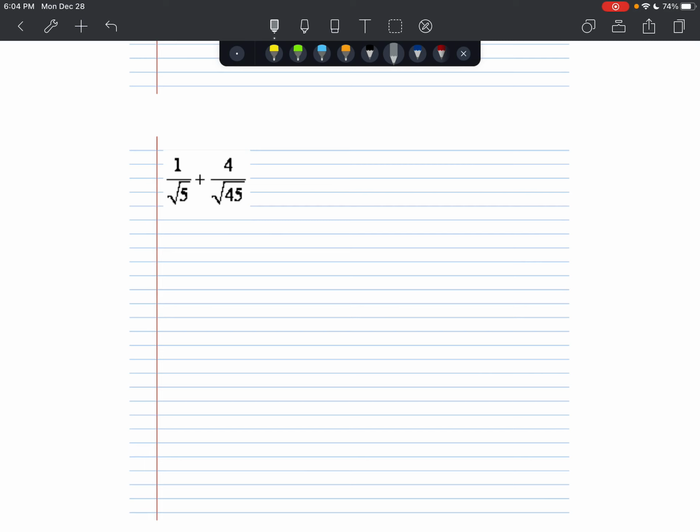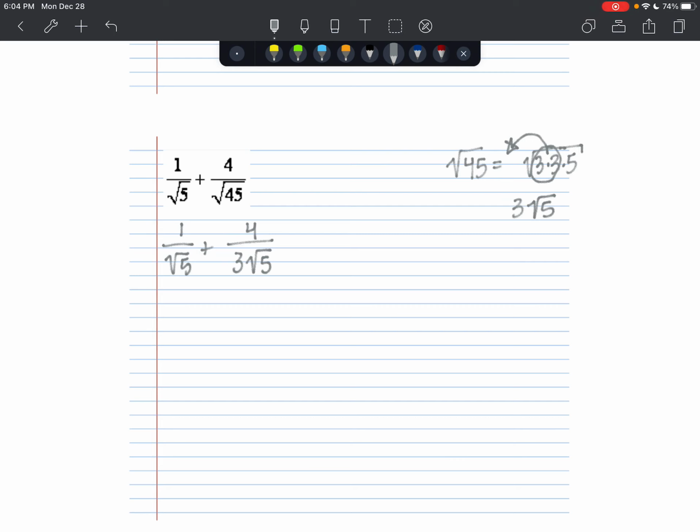First thing I'm going to do is I'm going to say 1 over the square root of 5 plus 4 over 3 times the square root of 5. Where did that come from? The square root of 45 is the same thing as the square root of 3 times 3 times 5. It's 9 times 5. The pair of 3s, one of the 3s comes to the outside, and that's where 3 times the square root of 5 came from.